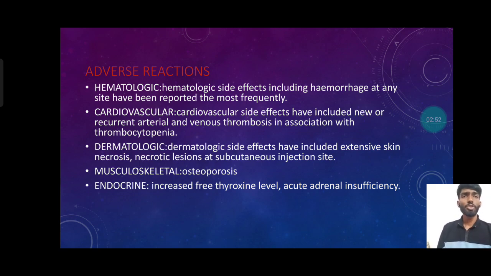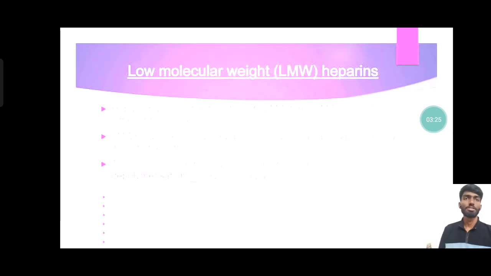Adverse reactions: hematological adverse reactions. Hematologic side effects including hemorrhage at any site have been reported most frequently. Cardiovascular side effects have included new or recurrent arterial and venous thrombosis in association with thrombocytopenia. Dermatologic side effects have included extensive skin necrosis, necrotic lesions at subcutaneous injection sites. Musculoskeletal: osteoporosis. Endocrine: increased thyroxine level, acute adrenal insufficiency.